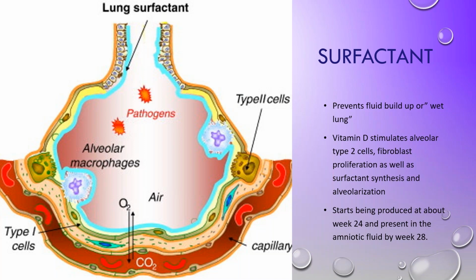However, we need to get to the point where we are testing mothers to make sure that their vitamin D levels are acceptable. Surfactant, as I said, starts being produced at about week 24 and is present in the amniotic fluid by week 28.